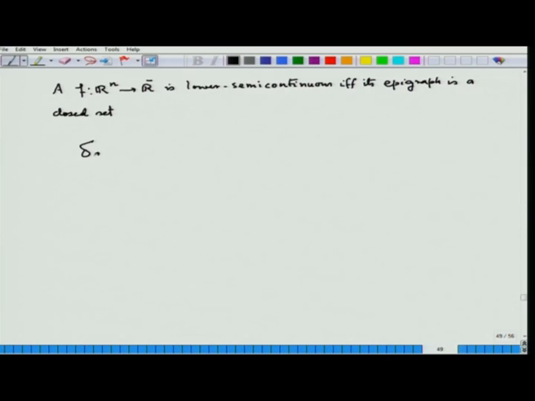So, look at the function delta_C for a convex set. Take an example, take C to be [0, 1]. That function would look like this. That function would become 0 between 0 and 1, and then it will be plus infinity otherwise.